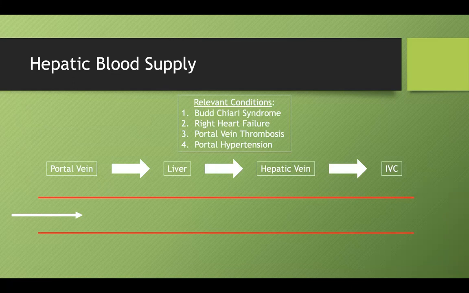I will mention portal hypertension much later. I go into great detail about portal hypertension and all of the sequelae of portal hypertension when we talk about liver cirrhosis later on in the condition section. So keep that in mind. We'll start with Budd-Chiari syndrome though.